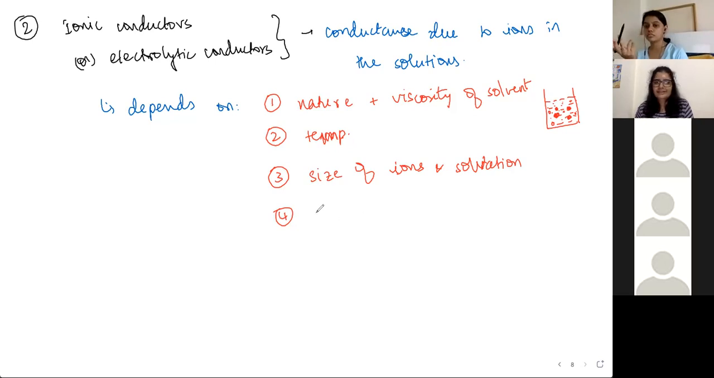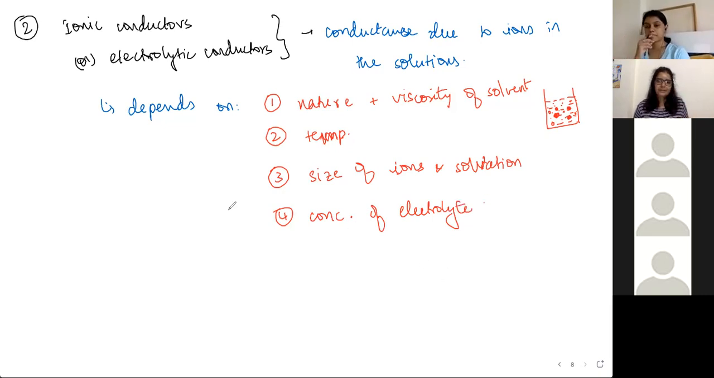Amount of electrolyte or the solute per unit quantity of solvent or solution. Concentration. So higher concentration, you have a lot more ions. Lower concentration, you have fewer ions. Concentration of the electrolyte.